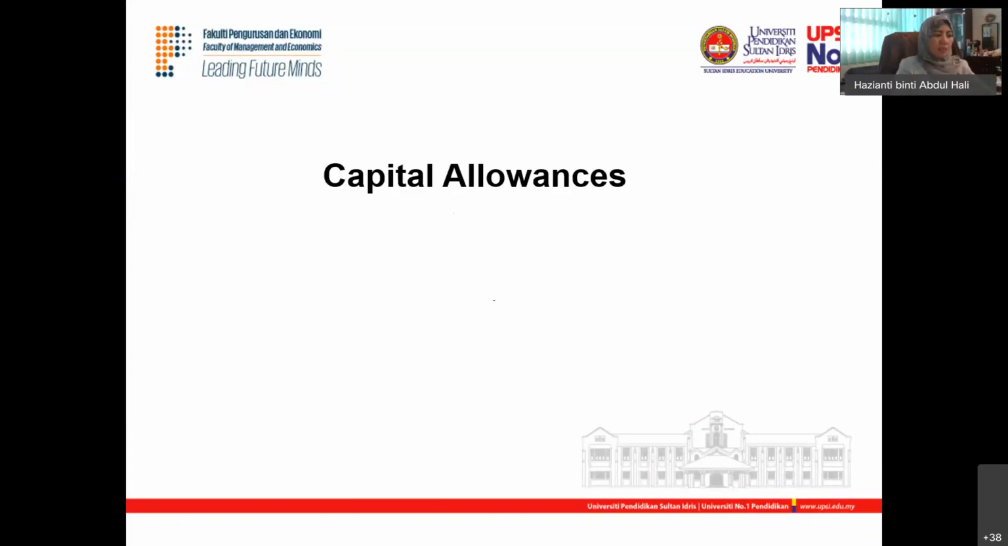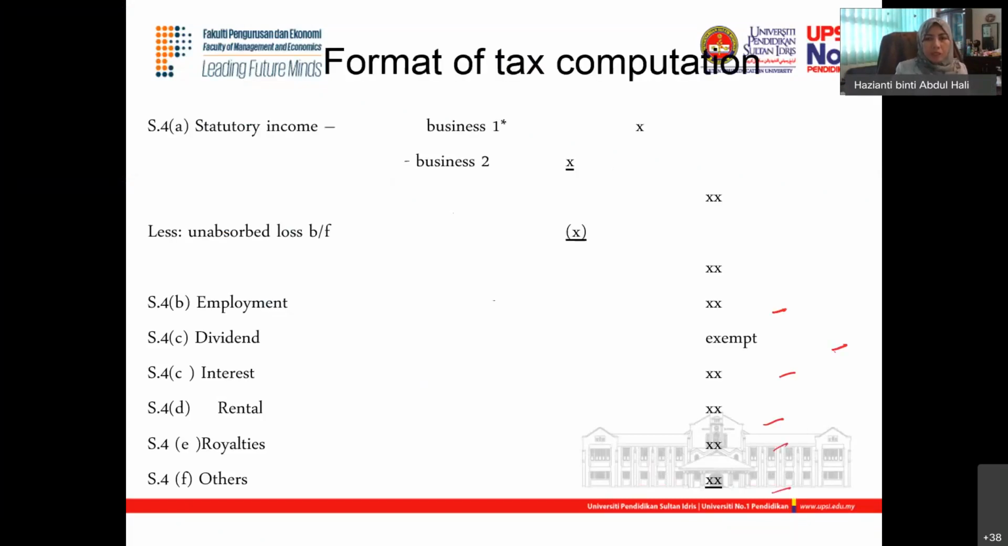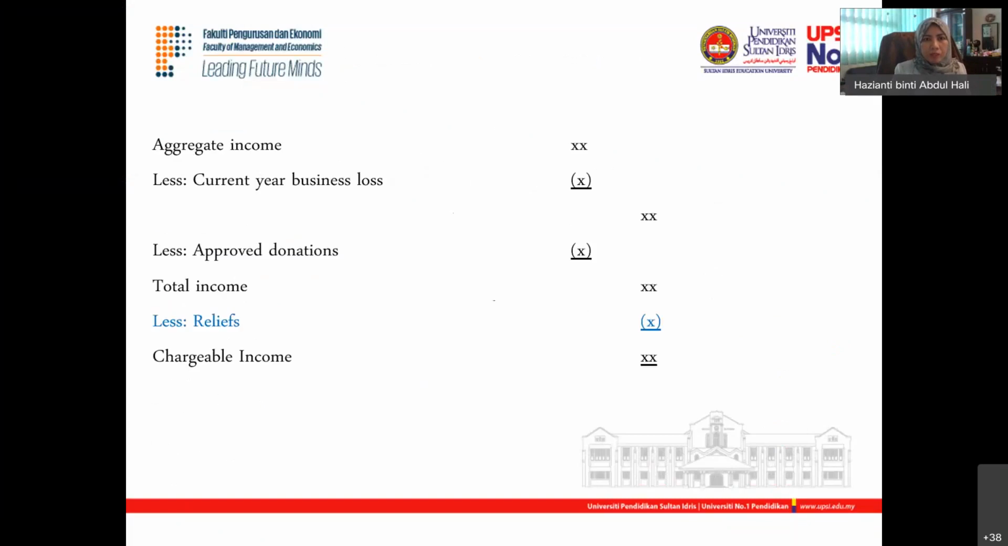Okay, so for capital allowance, what you have to know is the concept of capital allowance. If you still remember the accounting that you studied before, the concept is the same as depreciation. But it is only applicable to business and not for individuals. And the purpose of capital allowance, oh, I paused the format.